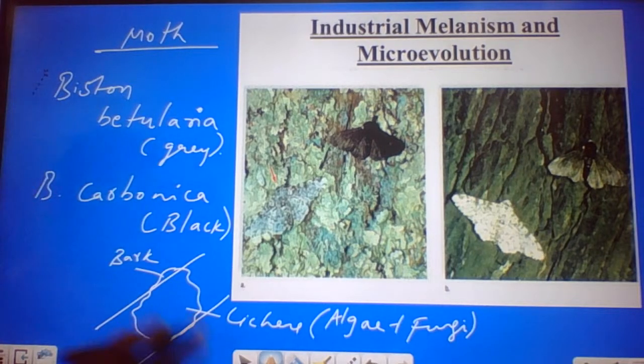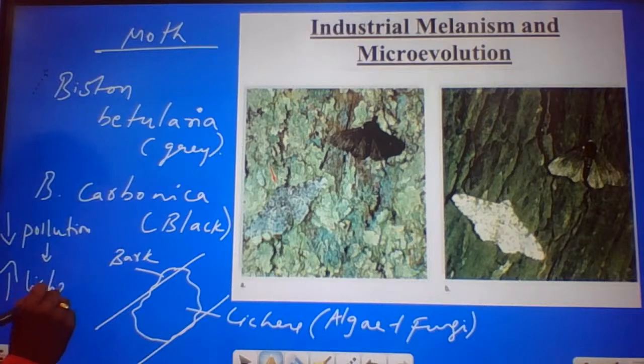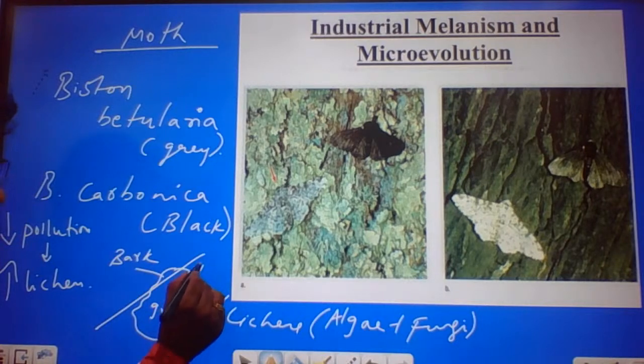So before industrialization, before the emergence of the pollutants, what happened? There was less pollution, so there were more lichens. For example, you take the color of the lichens. Usually it is gray in color. I'm just giving an example: the color of the lichen is gray, and the color of the tree is black or brown.